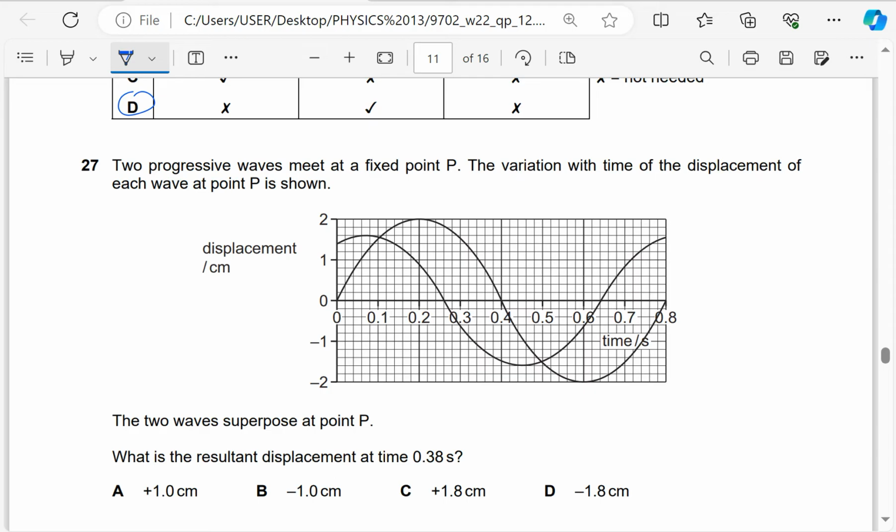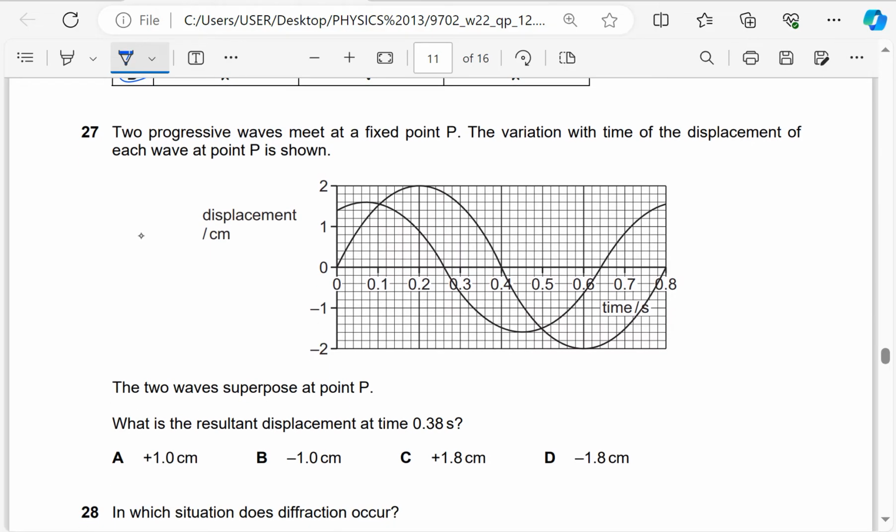Two progressive waves meet at a fixed point P. The variation with the time of the displacement of each wave at point P is shown. The two waves superpose at point P. What is the resultant displacement at 0.38 seconds? So I have to look for 0.38. So this is 2, 4, 6, 8. 0.38 is here.